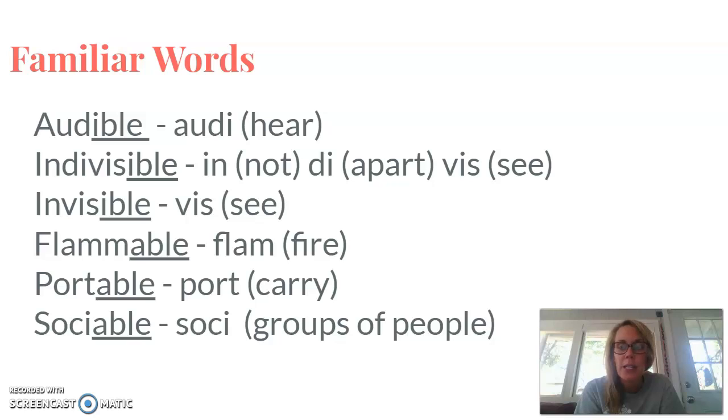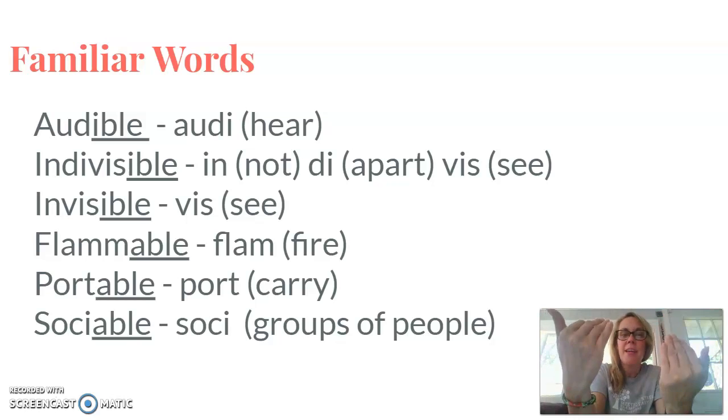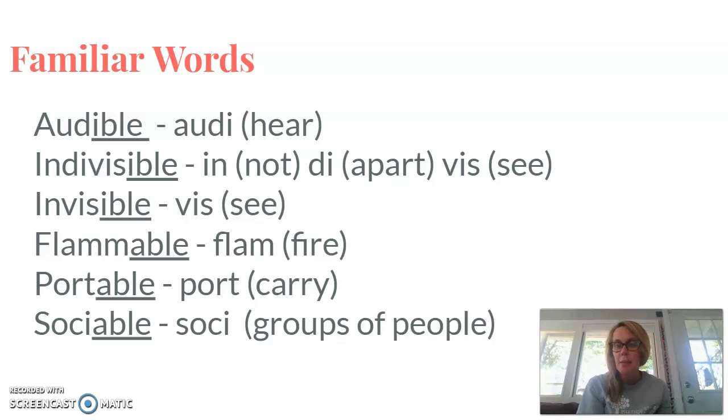The next word is portable. It has our suffix able, and you may remember port, our root, which means to carry. So if something is portable, it's able to be carried. Like our cell phone, and I remember we talked about a portfolio. Those are able to be carried. Our last familiar word is sociable. It has the suffix able and the root soci, which means groups of people. If you are sociable, you are able to mix with lots of groups of people.